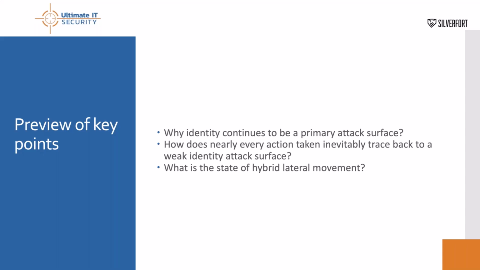And then we'll talk a little bit about how basically every threat action traces back to a weak identity attack surface. That's going to be a bit of a review from even the last webinar we did back in November, just one slide, but I do want to touch on that again to make sure that we level set with everyone here. And then we want to talk a little bit about what hybrid lateral movement looks like these days.